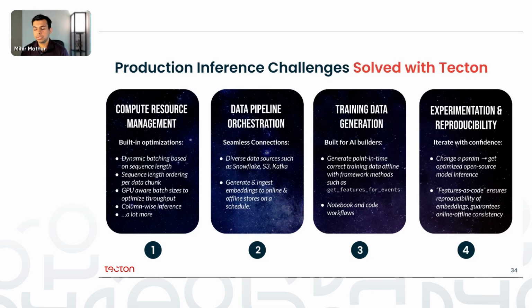Finally, we have a whole ease of use to just iterate with confidence. You can just change a parameter name to get the optimized open source embeddings model. So as I mentioned in the previous example, we were using the Snowflake Arctic embed, but you could swap that with the all mini LM if you want a smaller model. You could swap it with any other model name, and you can just rest assured that we're running the most optimal inference for that model, because for any model that we add, we optimize. Also, our features as code paradigm ensures that embeddings are reproducible and guarantees the online-offline consistency.